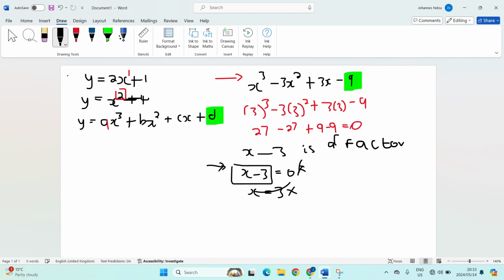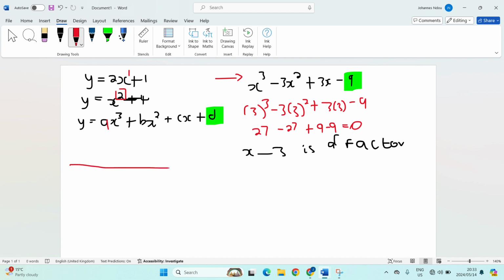X minus 3 is one of the factors of this expression. So this is what we're going to use. Now we have found the first solution, we have to find the other solutions. So I'm going to draw an L, that is a bit skewed or twisted. Now the number which I have replaced in the expression, I'm going to put it here. Okay, so I'm going to write 3 over here.